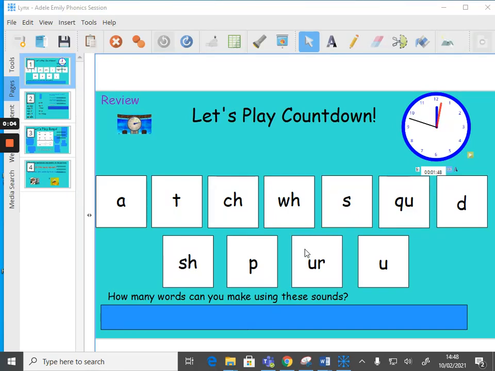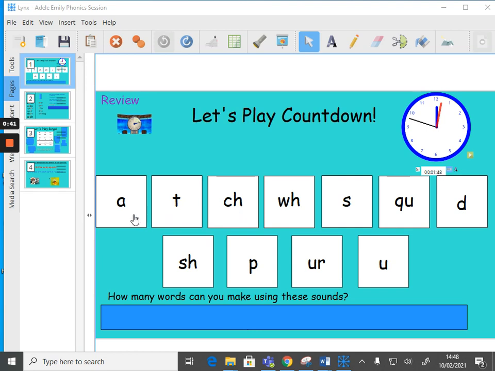For the review part of our lesson today, we're going to begin by playing Countdown. When I press play on the clock, I want you to have a look at the sounds on the board and think of how many words you can make using these sounds. Don't forget that sometimes the spellings can make alternate sounds. So for example, the CH spelling can make the ch sound, but it can also make the sh sound. So for example, in the word parachute, it sounds like a sh, but it's spelt with a CH.